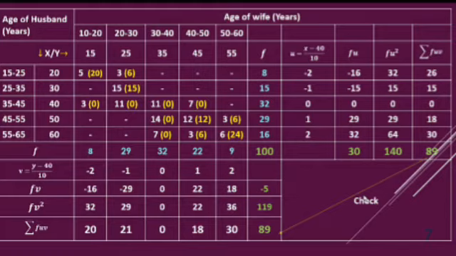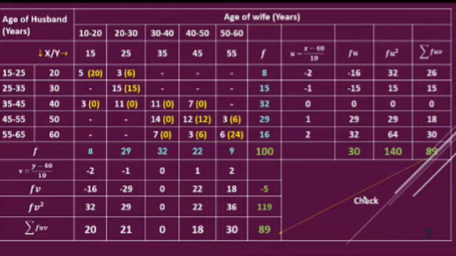Now you find out F into V. What is F into V? F is 8. Your V is minus 2. 8 into minus 2, minus 16. 29 into minus 1, minus 29. 32 into 0, 0. 22 into 1, 22. 9 into 2, 18. You add that value. You will get summation FV. That is your minus 5.